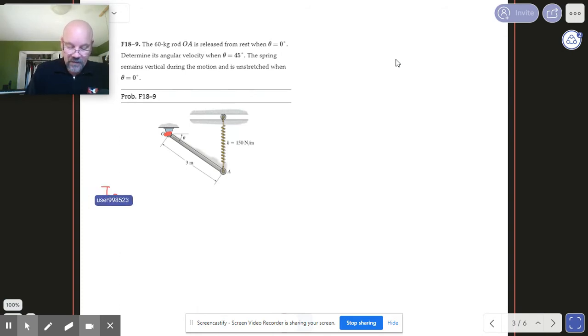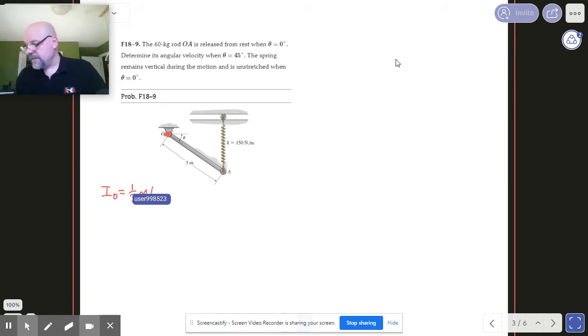All righty, so let's get that here. So I0, it's a rod rotating about the end. So we got 1/3 ml squared. And once you put your numbers in on that, you get 180. It's a pretty massive rod, 60 kilograms, so that's over 120 pounds. So, okay, let's get to our energy equation then.